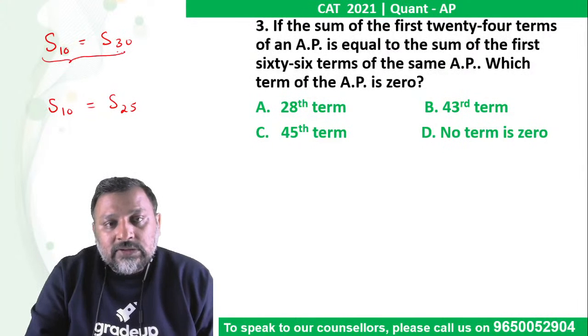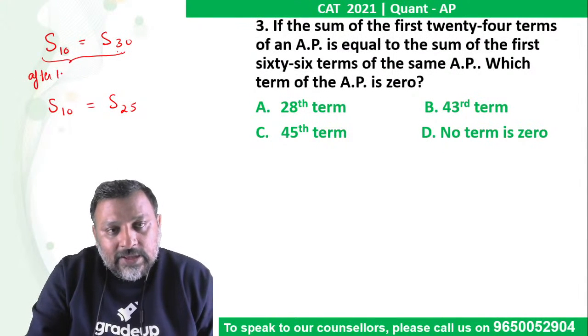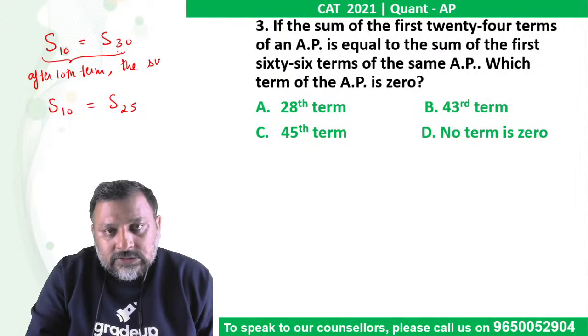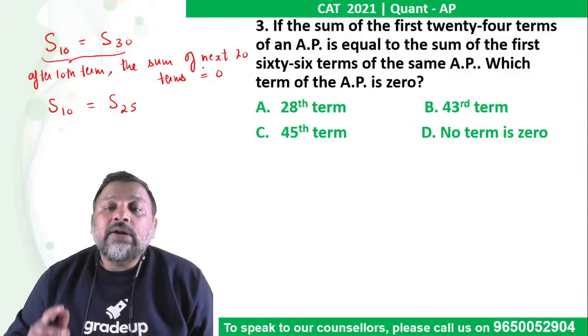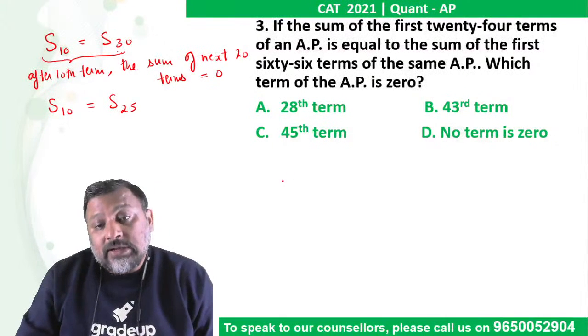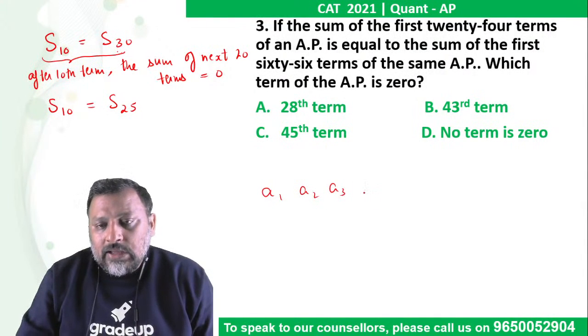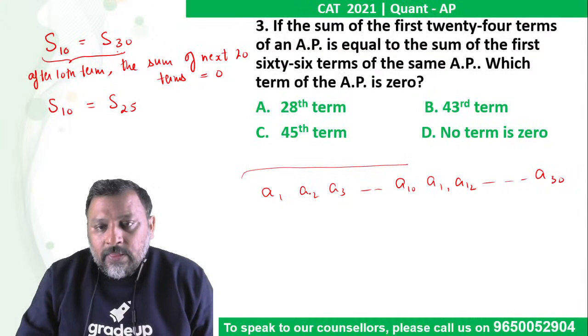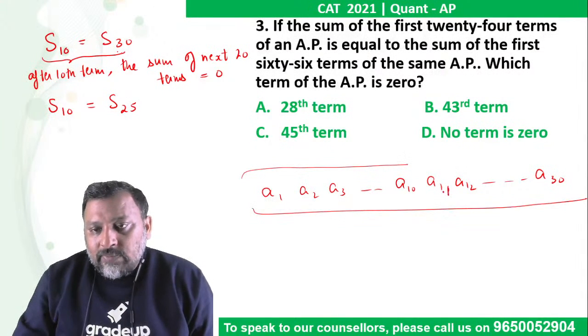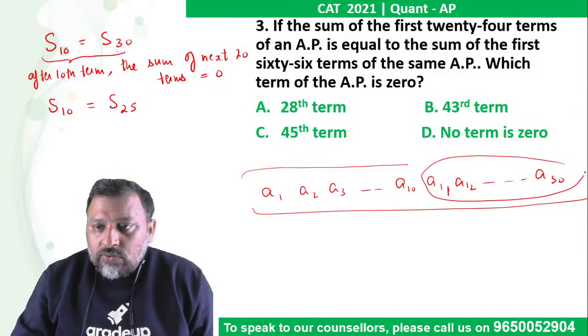This means that after the 10th term the sum of the next 20 terms is zero. यही तो मीनिंग होगा ना, जो पहले 10 का है वही फर्स्ट 30 का है। अगर आपके पास ऐसे टर्म्स लिखे हैं A1, A2, A3 and so on till A10, then A11, A12 and A30 तक, तो अगर मैं बोल रहा हूँ ये सम और ये सम पूरा सेम है, so that means this sum must be zero.